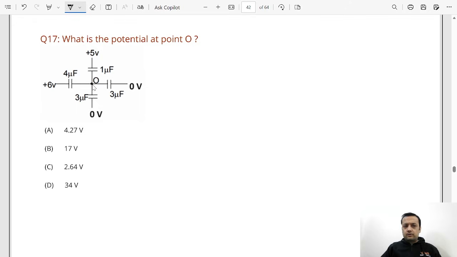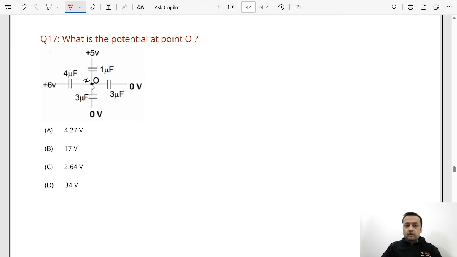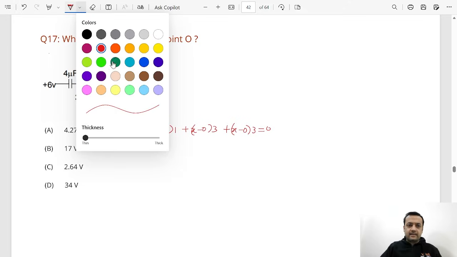What is the potential at point O? Let us say the potential here is X. We can simply apply nodal analysis at the point X. So (X minus 6) into 4, plus (X minus 5) into 1, plus (X minus 0) into 3, plus (X minus 0) into 3 again. That should be 0 using nodal analysis.